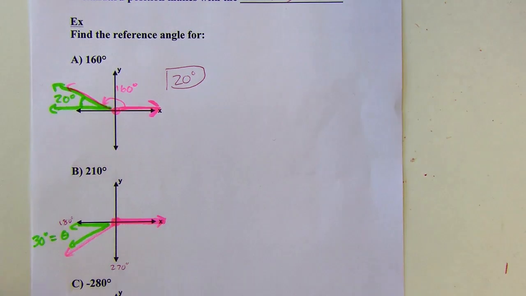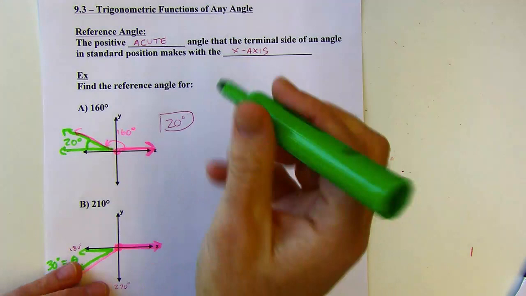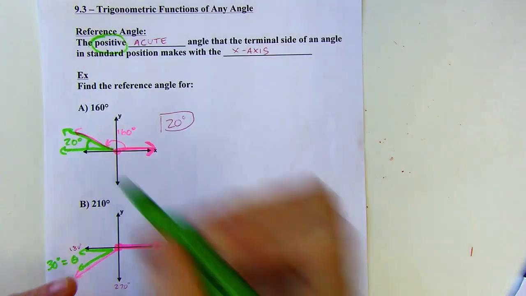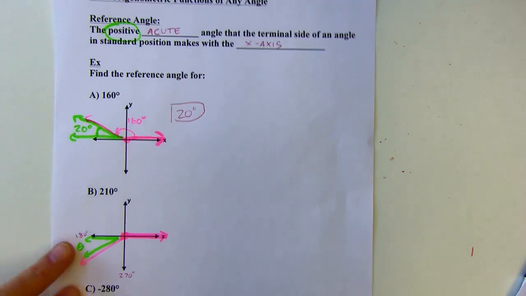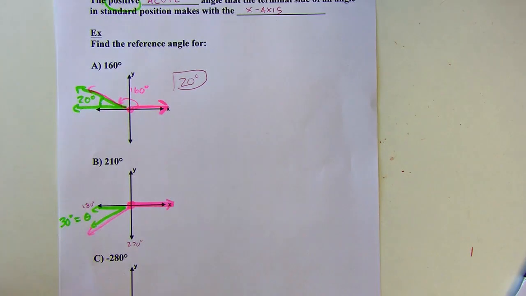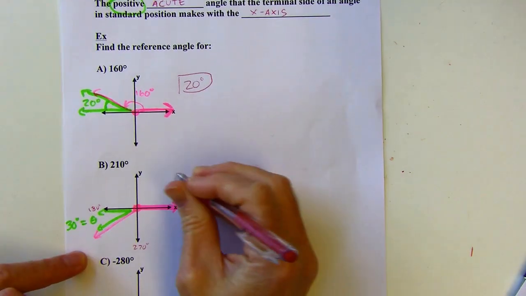So the reference angle is always positive. If you go back to this definition, it's the positive angle. It's always positive. It doesn't matter where the angle is. In this case, it's always going to be positive. So my reference angle here is 30 degrees, not negative 30, 30 degrees. Okay.